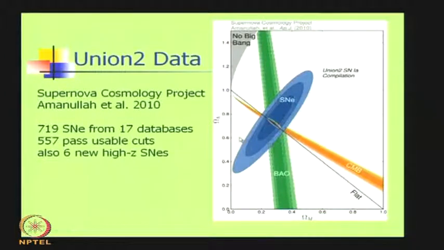So these again are the 68% confidence interval, the 95% confidence interval, and the 99.7% confidence interval. This is the line which corresponds to a flat universe. These are the constraints from the CMBR, and these are constraints from the baryon acoustic oscillations, things which I have not discussed. But all of these serve to constrain the allowed cosmological parameters for our universe.